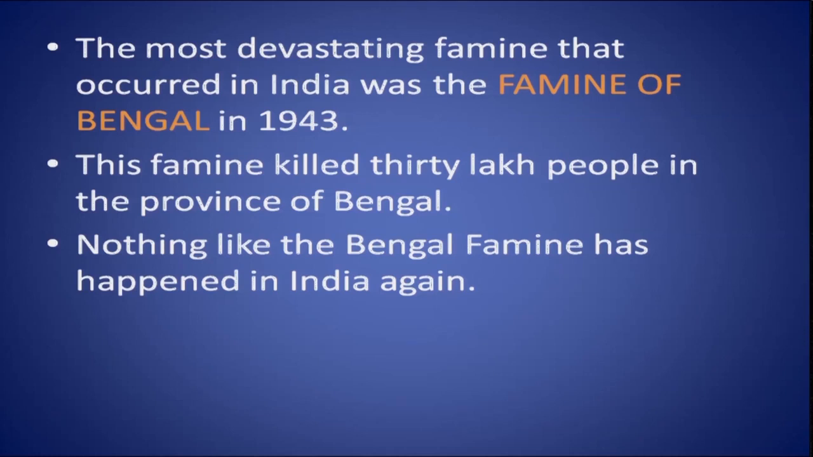The most devastating famine that occurred in India was the famine of Bengal in 1943, in which more than 30 lakh people were killed in the province of Bengal. And nothing like the Bengal famine has happened in India again. What could the situation have been during that period of time, students? Imagine, 30 lakh people were killed in this famine.